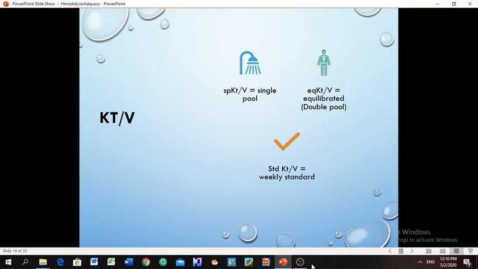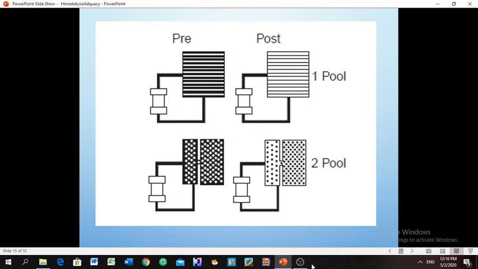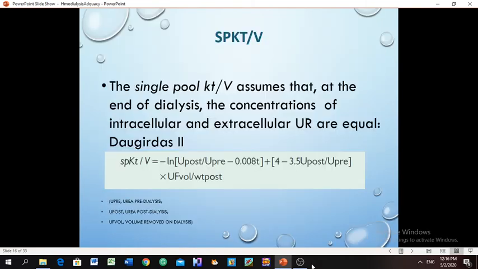KT/V can be single pool, equilibrated double pool, or standardized KT/V. Single pool assumes that at the end of dialysis, the concentrations of intracellular and extracellular urea are equal.